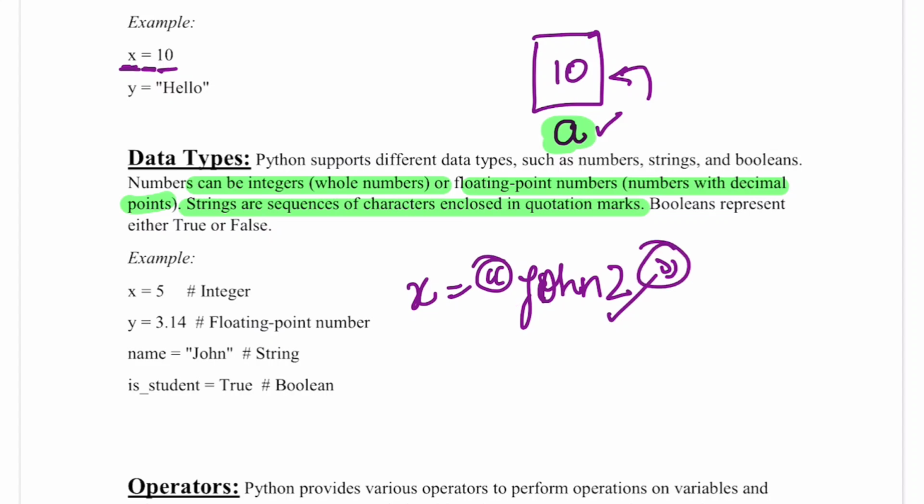Boolean represents either true or false. So if I have a condition resulting in either yes or no, true or false, present, absent, like between two options, then I can use the Boolean data type.